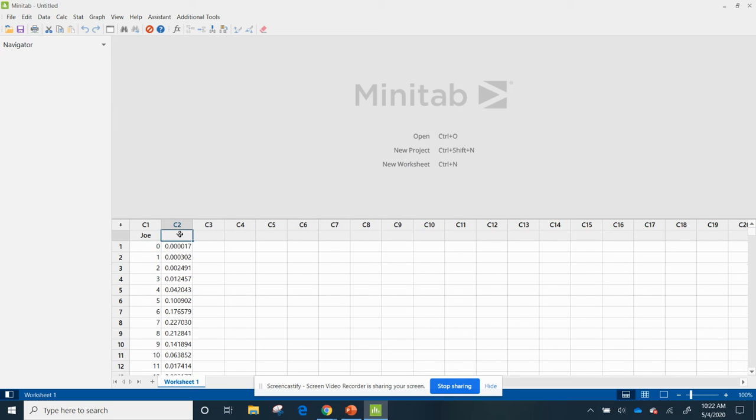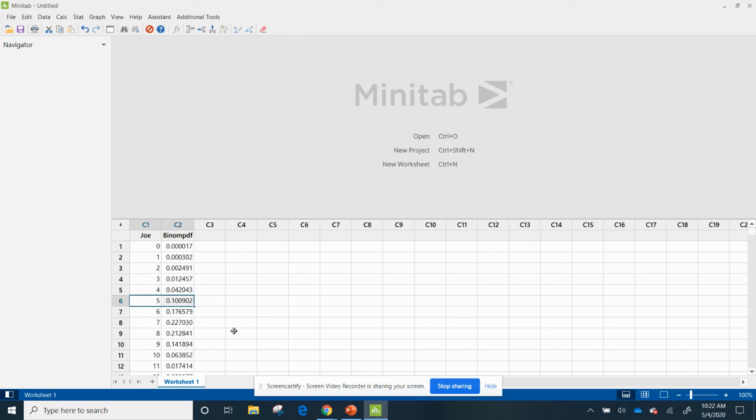So I'm going to name this binomial PDF to make it easier on myself. I have it named something a little bit different in the PowerPoint, but you'll understand. Okay, so what this means is the probability that Joe will get no questions right is right here, 0.000017. It's minuscule. So the probability he'll get 3 is 0.012457. But remember, ours was 5.